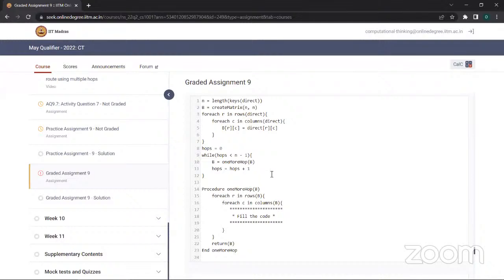Okay, so what is happening is we started with n. What is n? n is the length of keys of direct. What is direct? Both of you have to answer these questions to me. Direct comes out, the train from one station to another station. The dictionary. Direct train. Yeah, it's a dictionary, right? So keys. What will be the keys of direct? Keys of direct will be number of trains. All the stations. Sorry, all the stations. So length will give you the total number of stations.